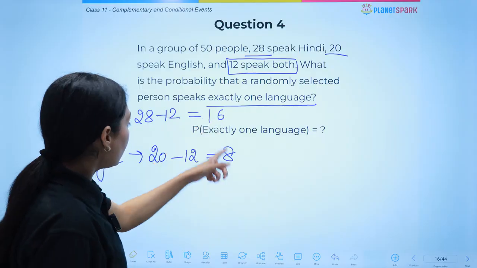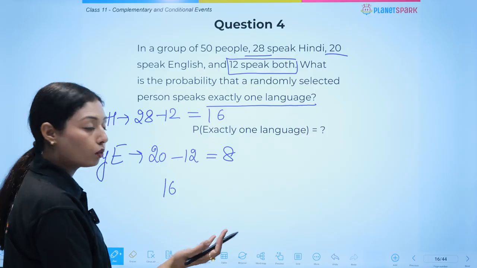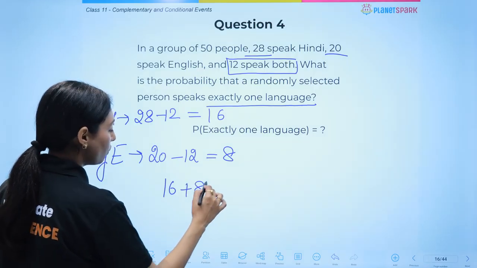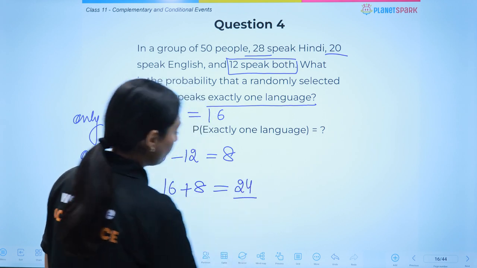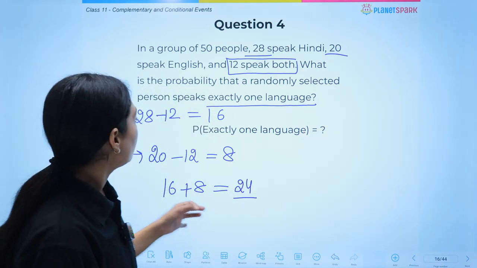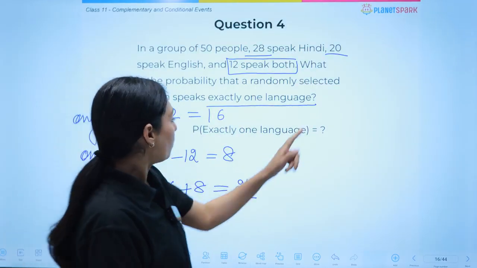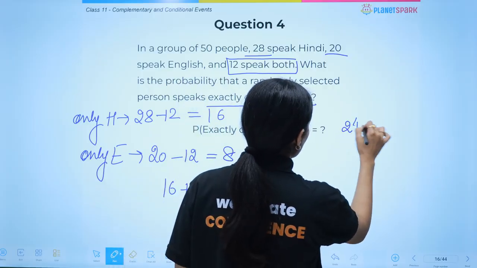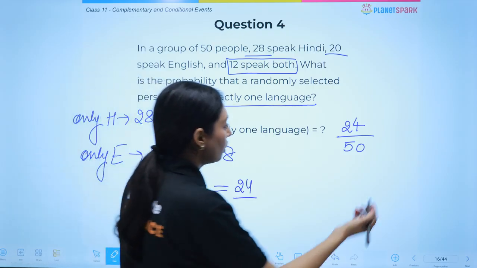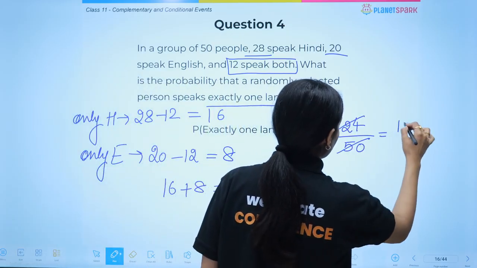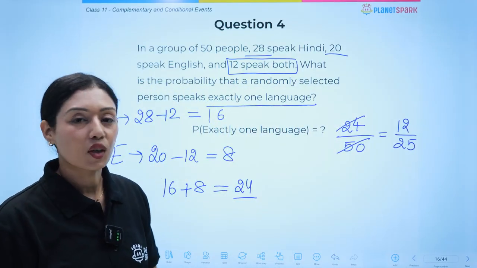Done? Exactly one language. How many people are there? Exactly speaking Hindi only or speaking English only. So we add the two, right? 24 we have got here. So 24 people speak exactly one language out of what? Out of 50 people. So what is the probability of that, everybody? Favorable outcomes over total number of outcomes. And we have our answer. That's it. Okay, you can just divide it. 12 over 25. That is the right answer.